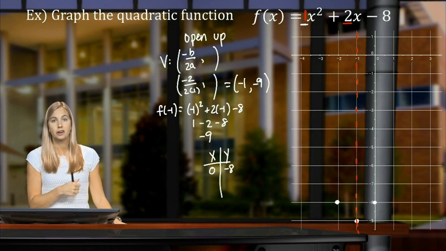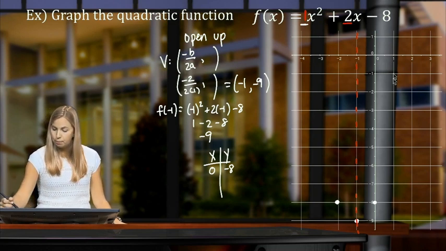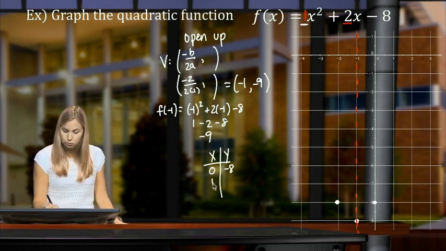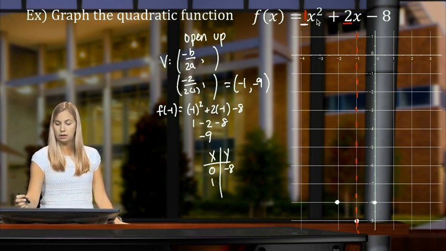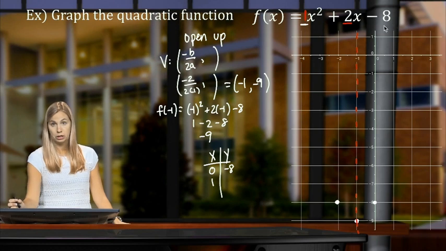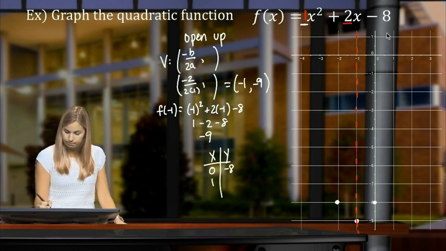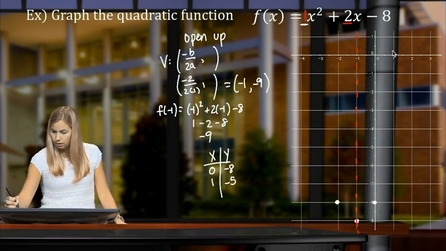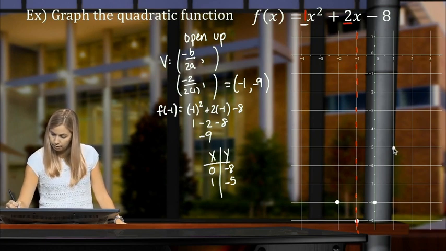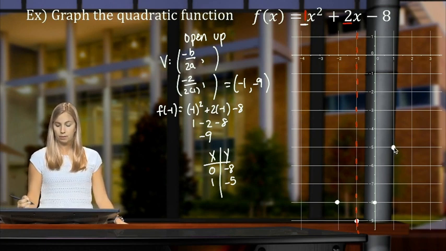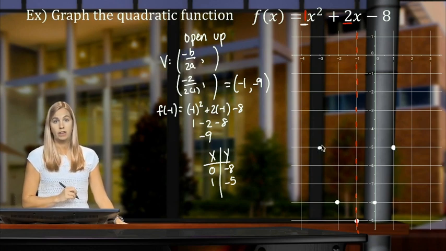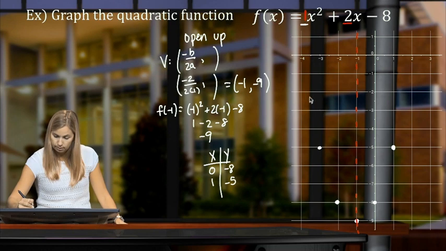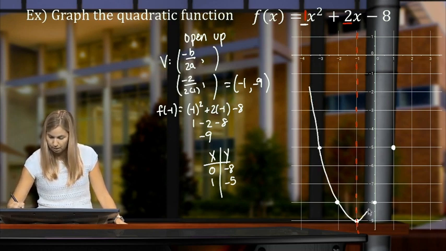Now I need to plug in another x value. So staying with positive numbers, I'm next going to plug in x equals 1. When I plug in x equals 1, I get 1 plus 2 is 3, minus 8 is negative 5. So I have a point at (1, negative 5). And again, reflecting this point about the axis of symmetry, I get my fifth and final point. And then I can connect those to graph my parabola.